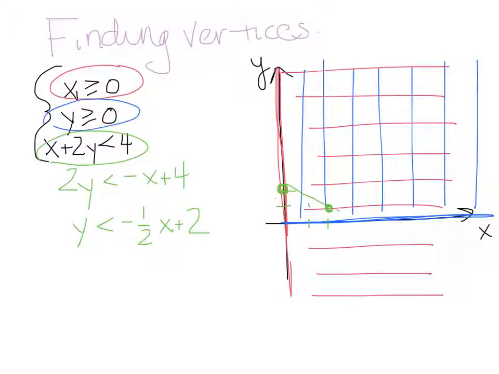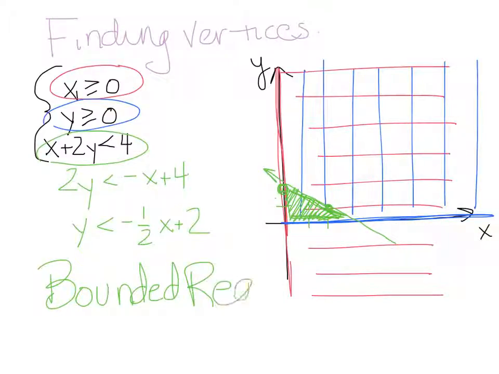So that's the boundary line, and I'm not even going to bother really going past the first quadrant. I know I want to be less than, so that's going to be this way. So what's interesting is now I've got this little triangle shape. It's now become a bounded region. Okay, if you put somebody inside your region, there's no getting out of it.